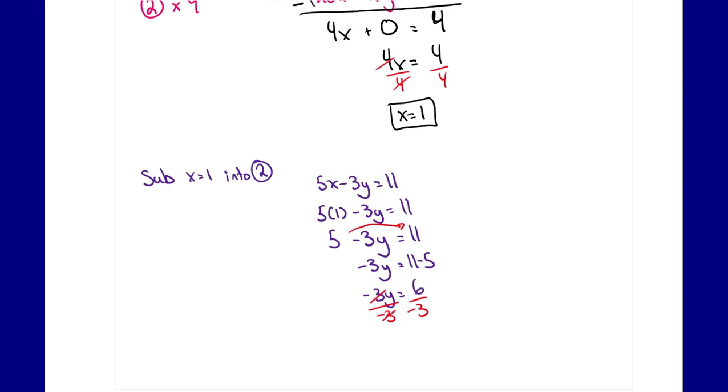One side cancels out, and we have y equals negative 2. Now that we have those two pieces, therefore, the point of intersection is (1, negative 2). So with my point of intersection, if I want to double check my answers, I can, right? We can just take those values and plug them back into our original equations.